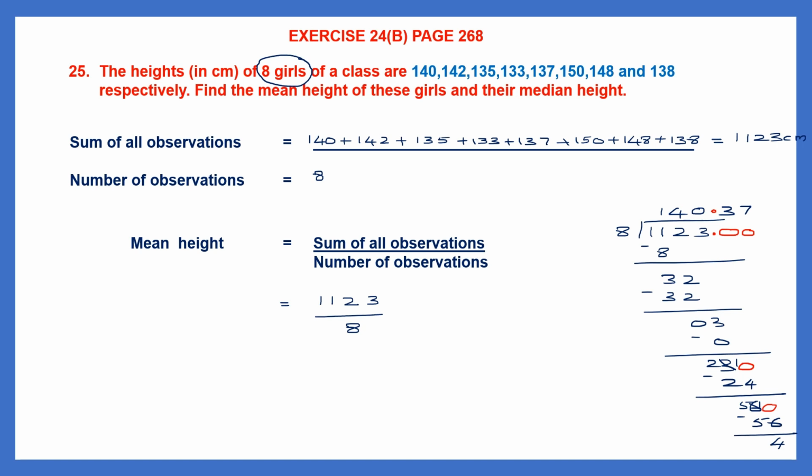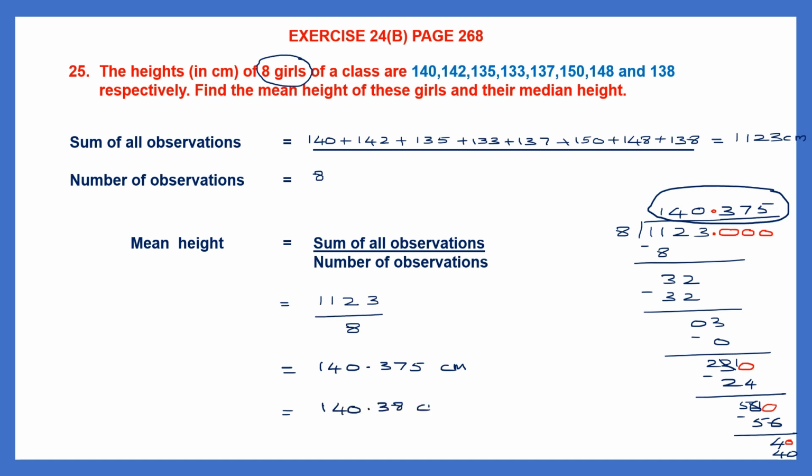So here we will get a remainder. So we'll continue our division because it's 40 here and 8 fives are 40. So the remainder here is 0. So what is our quotient? Our quotient is 140.375, which is the mean height. So the mean height is 140.375 centimeters.